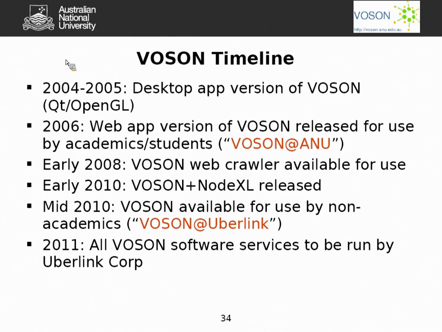use it. In early 2008, the Voson web crawler became available for use. So the software was available in 2006, but it wasn't until early 2008 that I allowed people to do their own crawls. So it was kind of useless up until early 2008 for most people's purposes. And it's not like I was holding back all of this stuff to be spiteful. It's just that software development is incredibly time intensive, and I didn't want to release a web crawler that was just going to die, and I had to release it in a way that I could keep control over what was going on in terms of the use of the ANU servers.